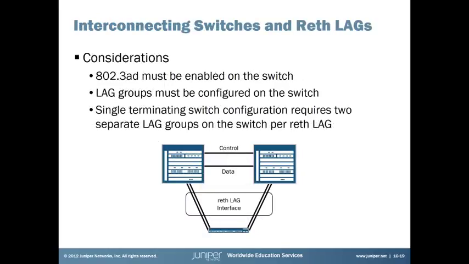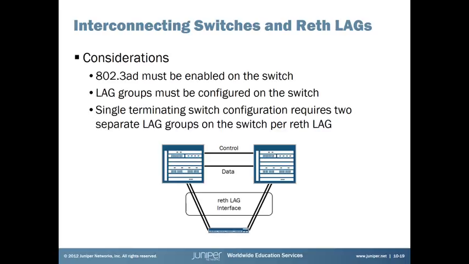Okay, so let's take a look at interconnecting switches and reth LAGs. So there we've got a couple of reth LAG interfaces. We've got our switch down there on the bottom. So we have to have 802.3ad enabled on the switch, which is basically the Link Aggregation Control Protocol enabled on those particular switch ports, and they will then be bundled into a LAG group. LAG groups must be configured on the switch. Single terminating switch configurations require 2 separate LAG groups on the switch per reth LAG.